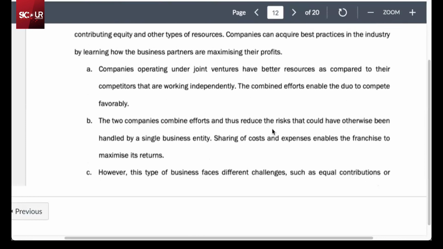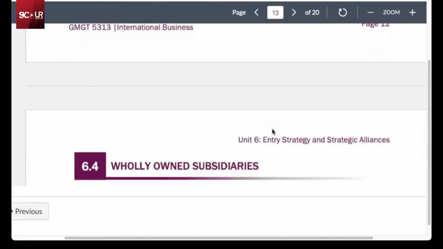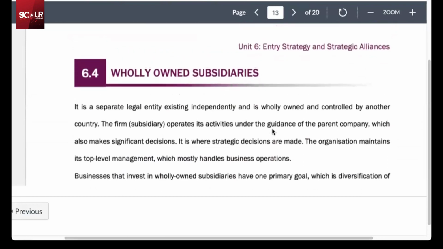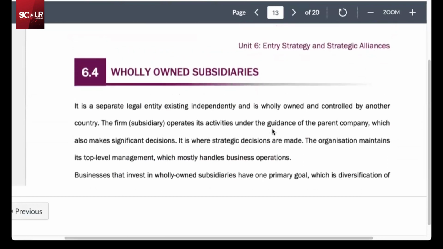And then sharing of costs and expenses enables the franchise to maximize its return. Next is wholly owned subsidiaries. This is a separate legal entity existing independently and controlled by another country. The subsidiary operates its activity under the guidance of the parent company, which also makes significant decisions.